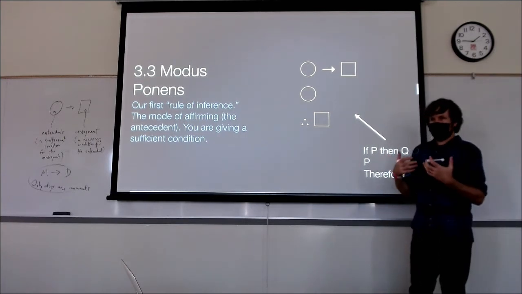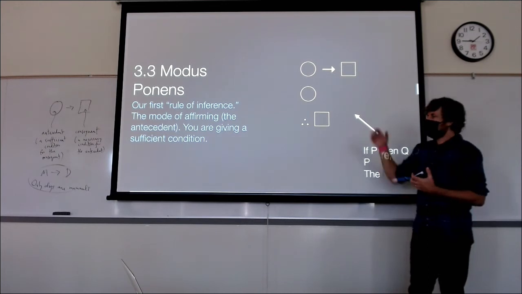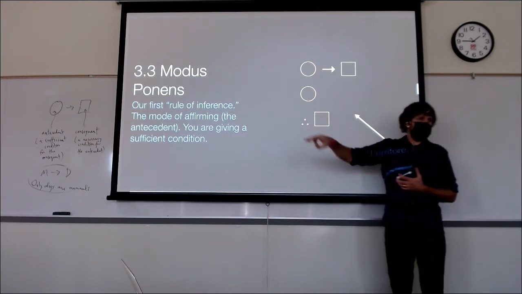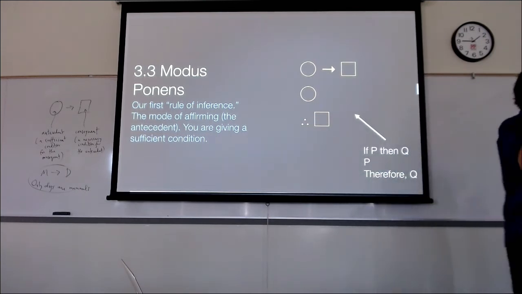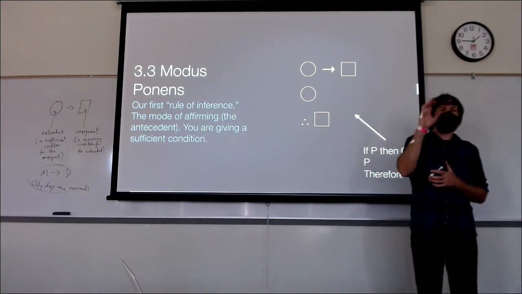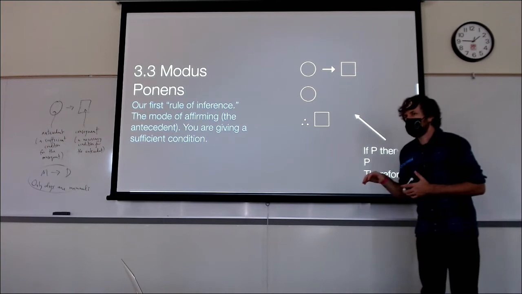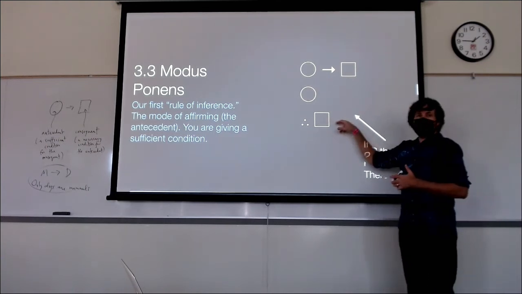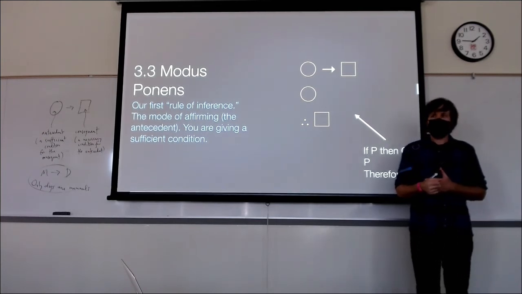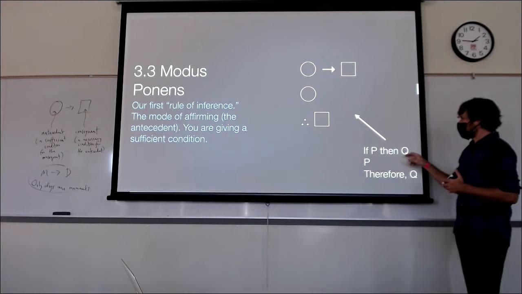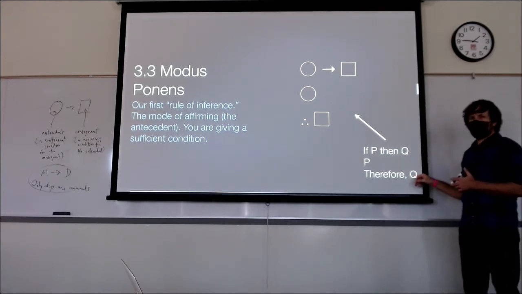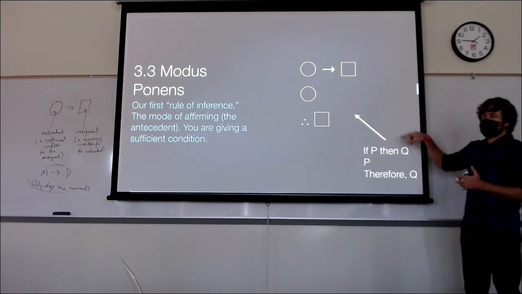So to affirm is to say it's true. And in the case of modus ponens, what you affirm is the antecedent of that conditional. So take any conditional statement, circle, arrow, square. You affirm the antecedent. In other words, you say the antecedent is true. Then it logically follows that the consequent is true. The book expresses it this way: if P then Q, P, therefore Q. But it's the same idea.